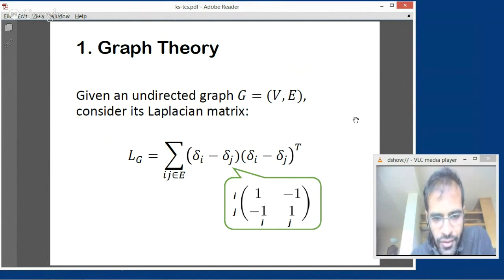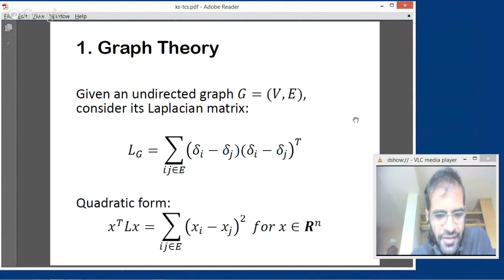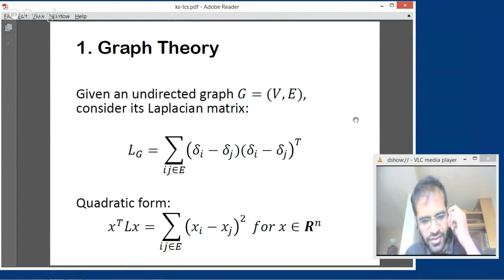Now, the thing I'm interested in is the Laplacian quadratic form. This matrix has a quadratic form x transpose Lx, and it's easy to see that this is equal to the sum of differences squared over the edges of the graph G. So it's the sum of (x_i minus x_j) squared over the edges. This is a natural notion of energy on a graph, and it actually corresponds to a physical notion if you look at the graph as an electrical network or a spring network.